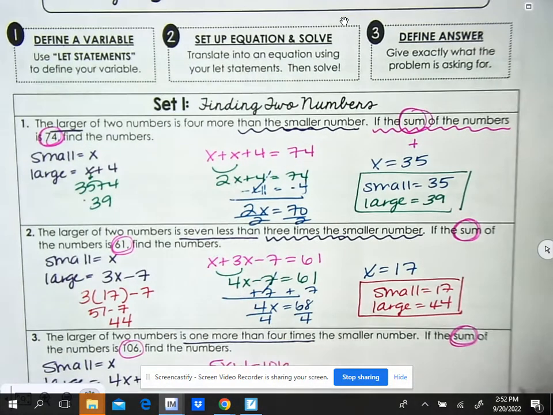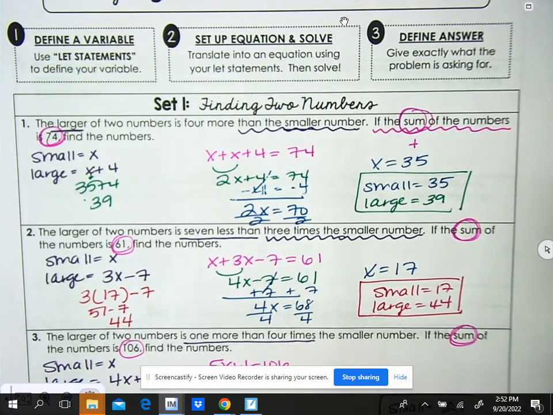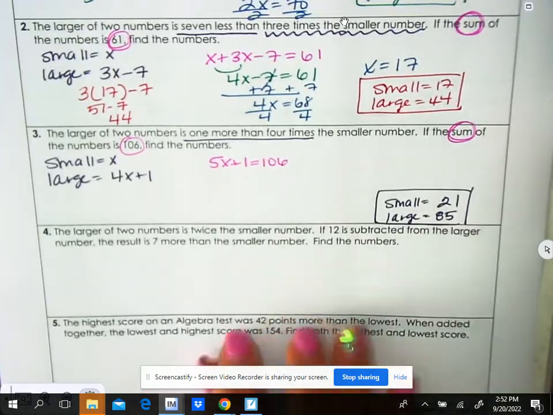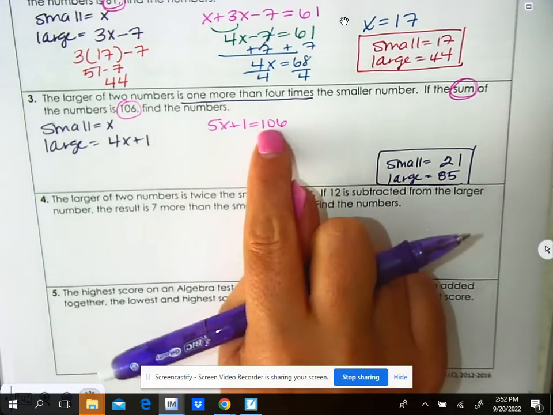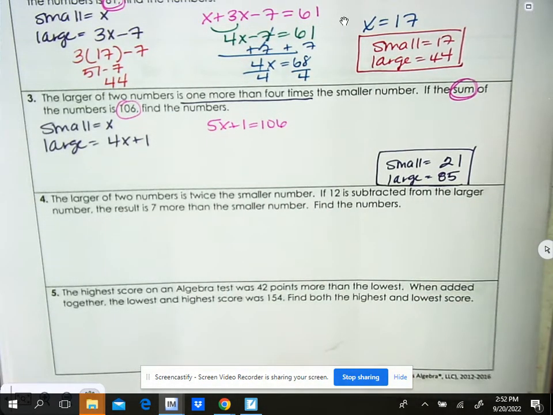Okay, and if you were to solve that out, your two numbers would be 21 for the small and 85 for the large. Okay, and again, I've done 2, so I'm going to skip number 3. Sorry, you couldn't see that very well, as far as doing the work, but you should be able to solve a 2-step equation. And these are your final answers.